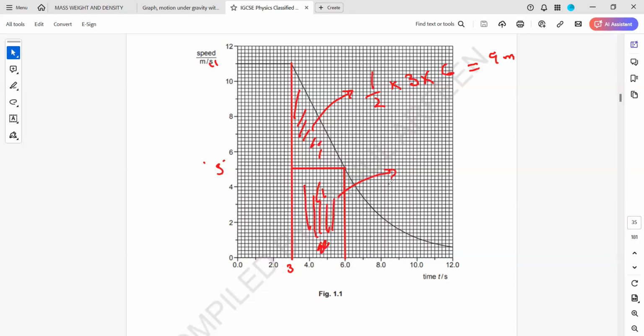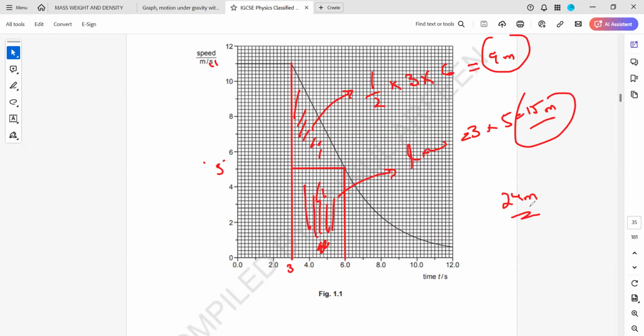Now, what about the rectangle? Length into width. The length is 3 and the height is 5, which is 15. What is the total distance traveled? The total distance traveled is the area under the graph. So 9 plus 15, we got 24 meters. That's the total distance which this object will cover.